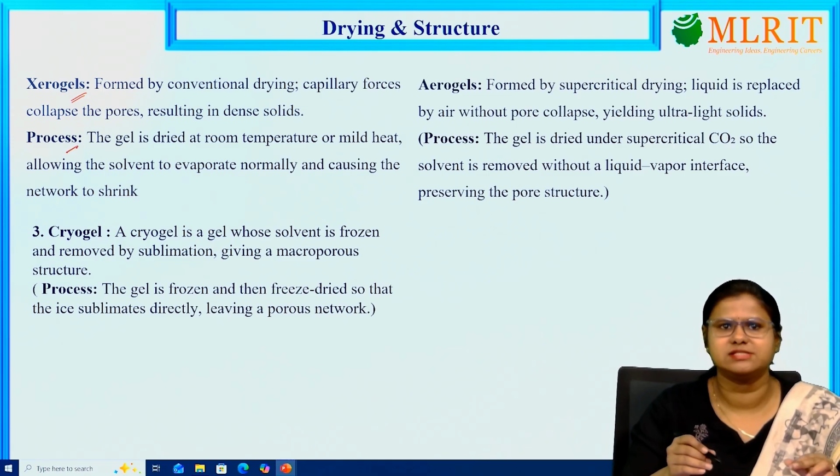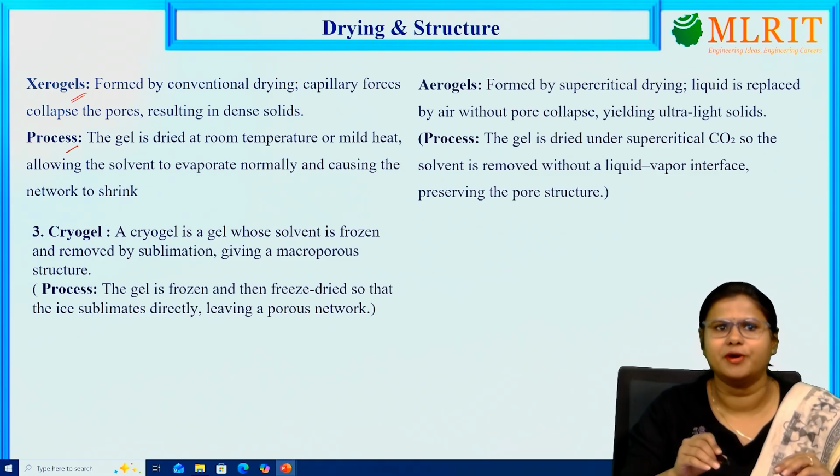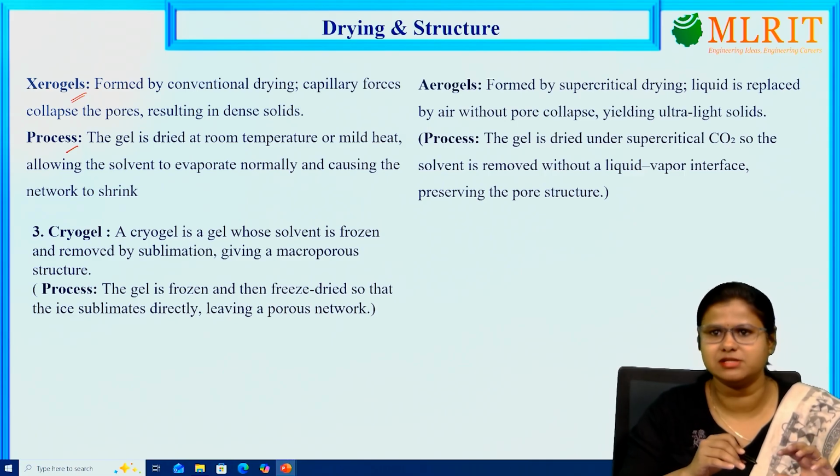So what is the process of getting these xerogels? The gel is dried at room temperature or mild heat, allowing the solvent to evaporate normally and causing the network to shrink. This is the method where we will get the xerogel.